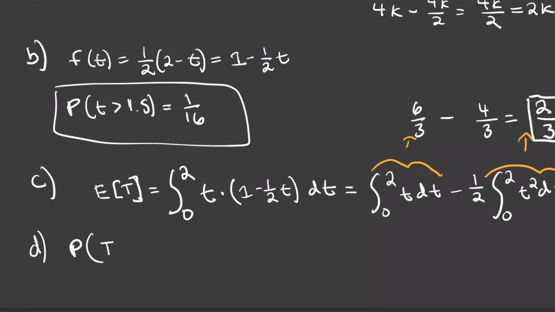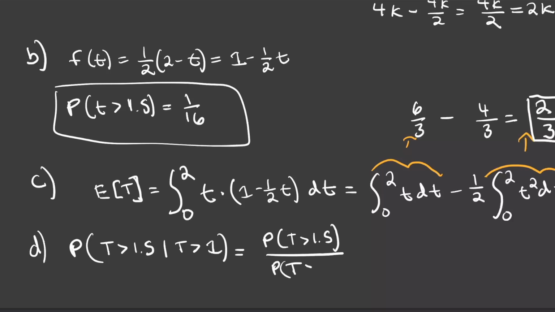So the probability that t is greater than 1.5, given that t is greater than 1, right? So by the definition of conditional probability, this is just going to be equal to the probability that t is greater than 1.5 and t is greater than 1. But if t is greater than 1, then the only thing that we care about is t being greater than 1.5. So the probability that t is greater than 1.5 divided by the probability that t is greater than 1. Again, just the definition of conditional probability.